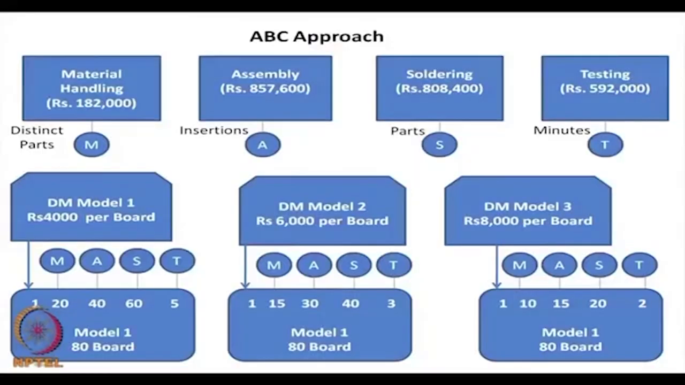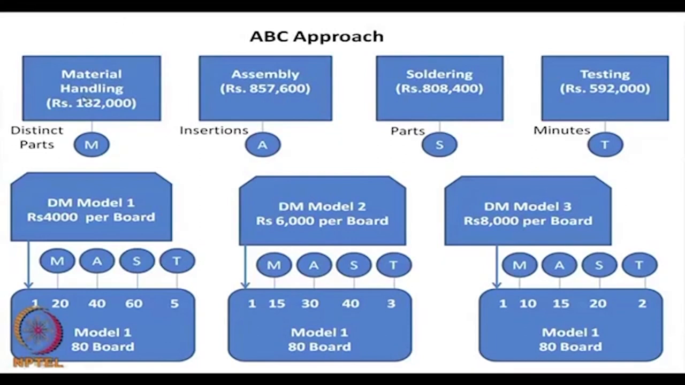Now, we illustrate the activity based costing approach. This is a different example, and you are already acquainted with these symbols. In the activity based costing approach, instead of allocating the costs to different organizational units, allocation is made to activities. In this case, the activities are material handling, assembly, soldering, and testing. And the way the costs have been allocated to these activities, we have not shown here.